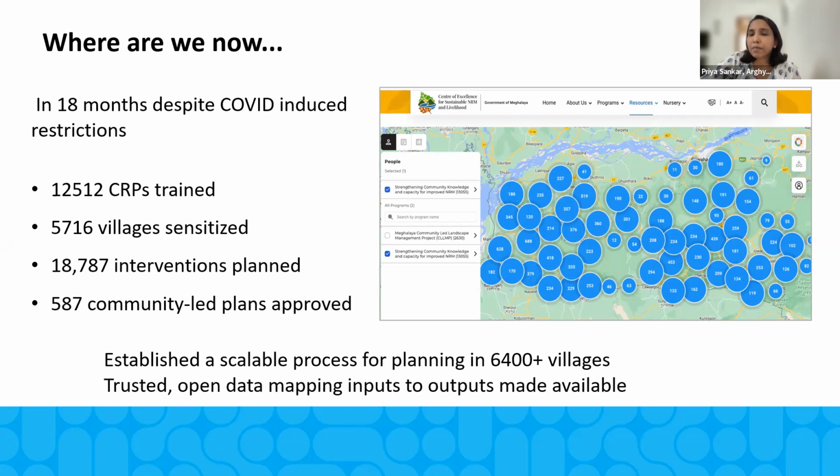But in the last 18 months, we have established a scalable process to cover all the 6,400 villages of the state, to enable CRPs to consult their communities and come up with a scientific plan to manage their own water and natural resources. There is trusted and open data on trained people, content, and plans put up by the government on a website. We are already seeing these trained people being hired in other programs, paid for their work, the content and tools being reused in other programs. Next slide, please.